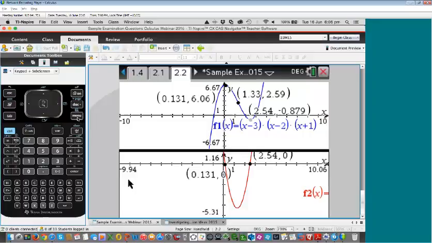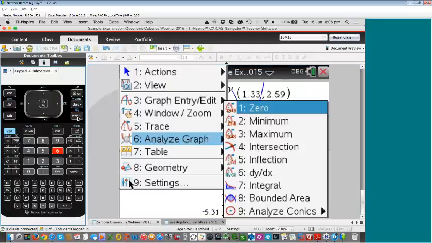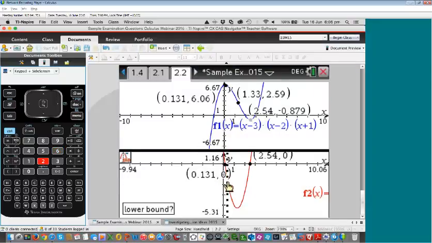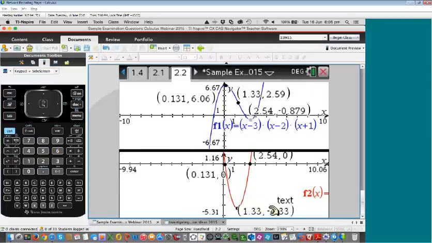So menu, analyze graph. We're looking at a minimum on our new graph. And lo and behold, yes, we're getting the same x value. So hopefully now the students are seeing very clearly that those things are lining up.